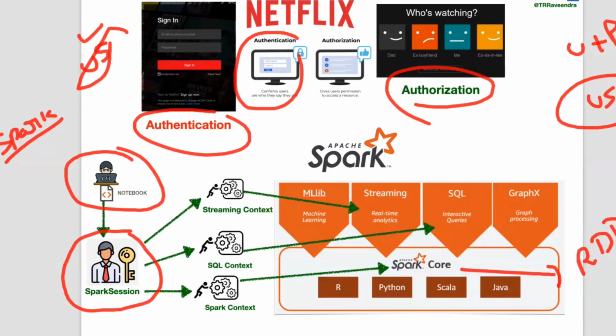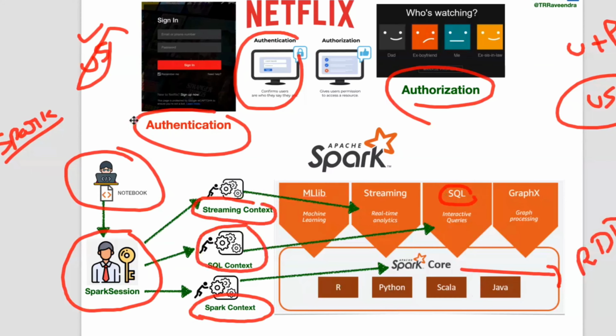Then they introduced a separate SQL module. Initially they introduced Spark core, for which they have a separate context called Spark context. Then they introduced the SQL module for data frames, data processing and SQL, and for that they introduced a separate context called SQL context. Similarly, for structured streaming they have a streaming context. So multiple contexts are available.